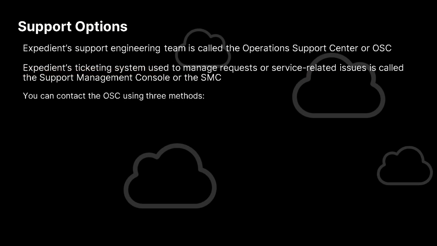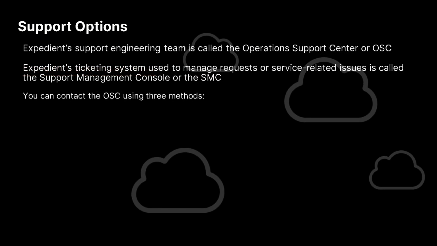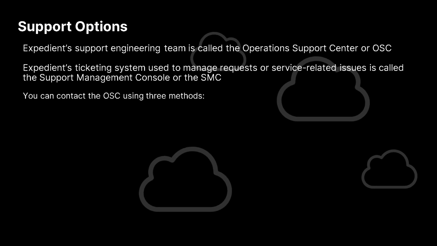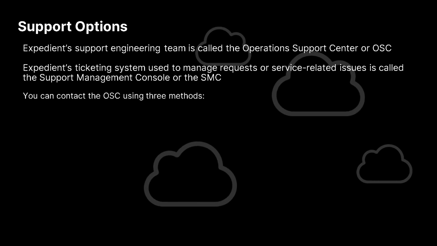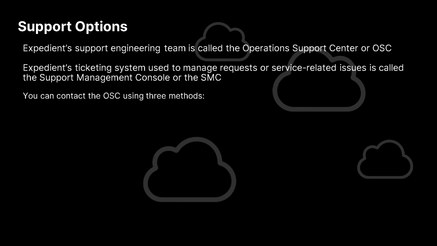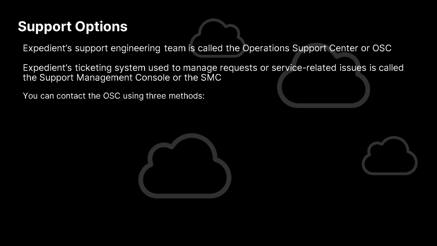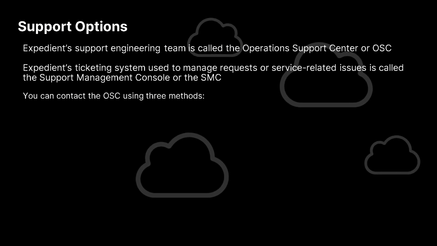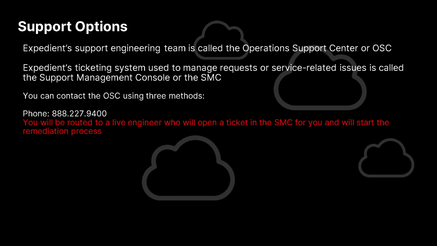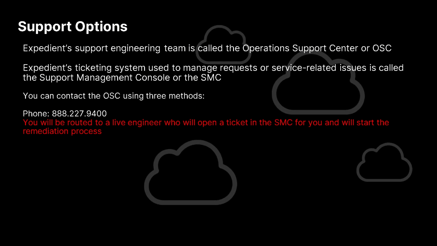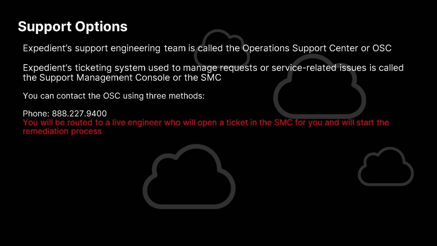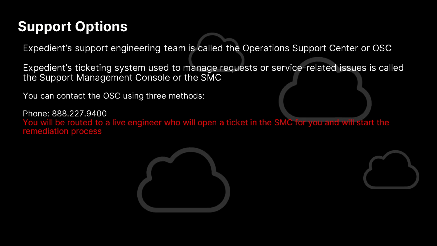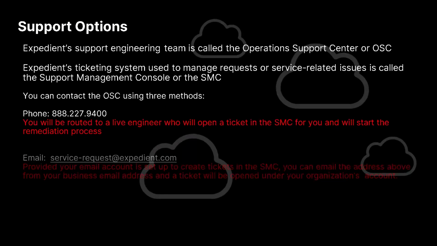If you're looking for interactive support, you can speak with Expedient's Operations Support Center, or OSC. The OSC works through the Expedient ticketing system called the Support Management Console, or the SMC. You can contact the OSC using three methods. You can phone into the OSC, where you'll be routed to a live engineer who will open a ticket for you in the SMC, and they will start the remediation process from there.